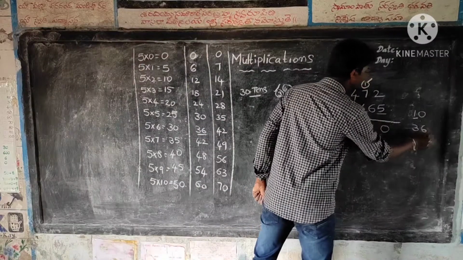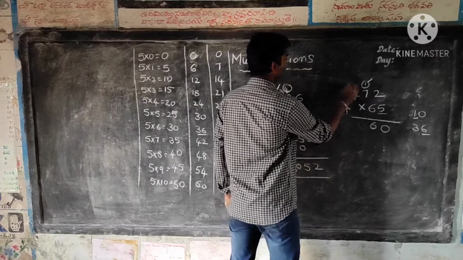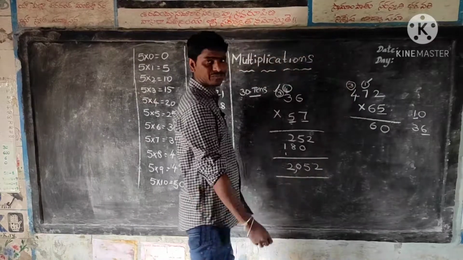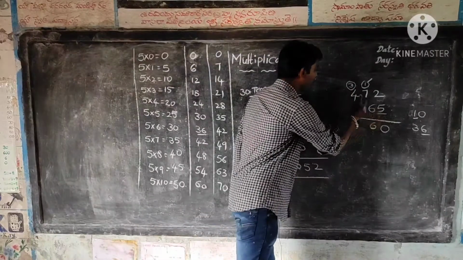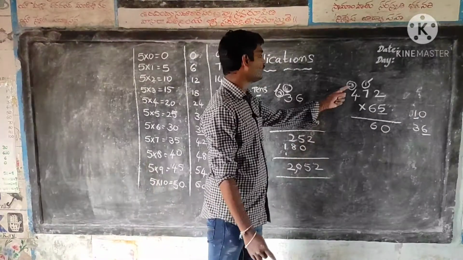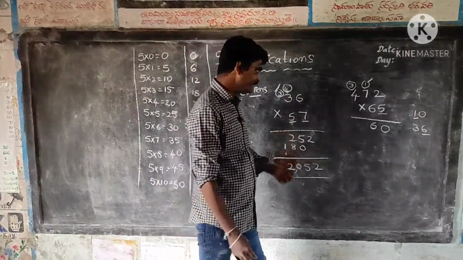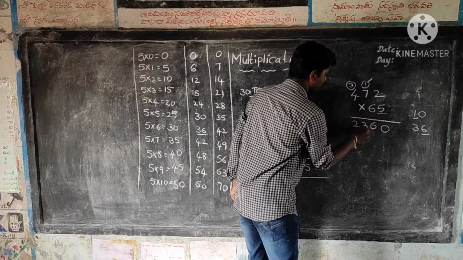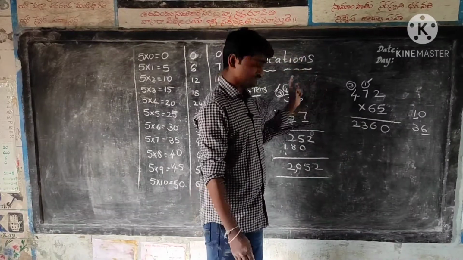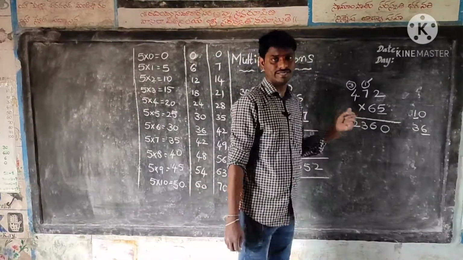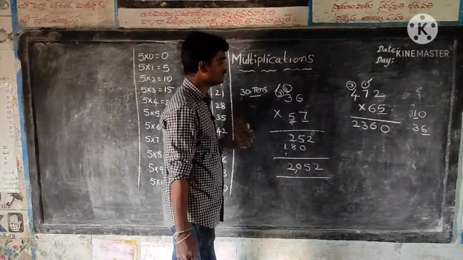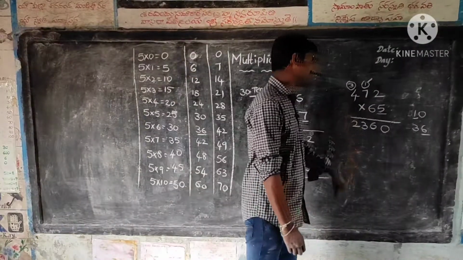In this 36 we are writing 6 here and 3 is a carry. Next, 5 4s are 20, 20 plus 3, 23. You write 23 directly. Why? Because there is no number in the next place. So you write 23 directly.